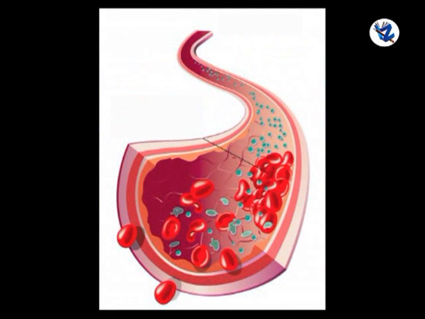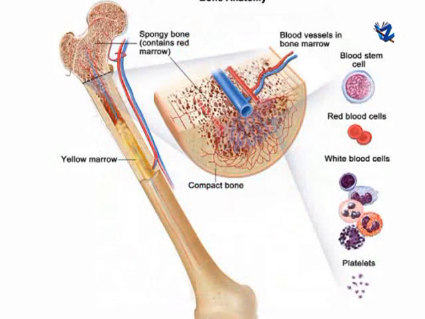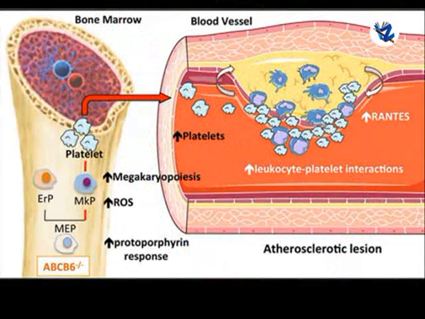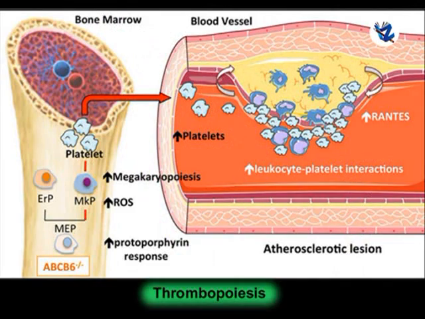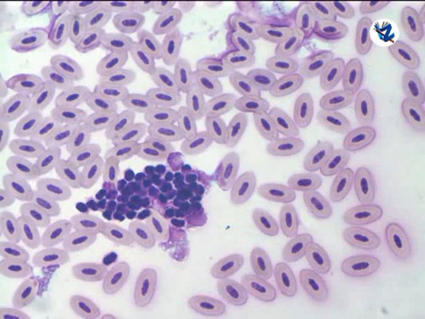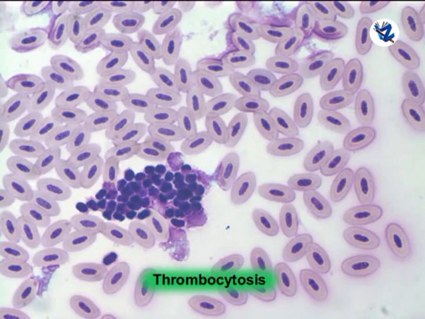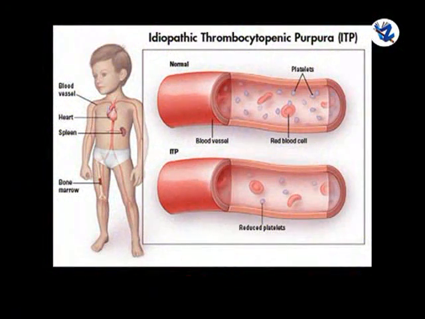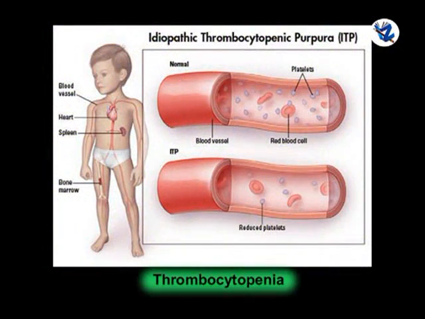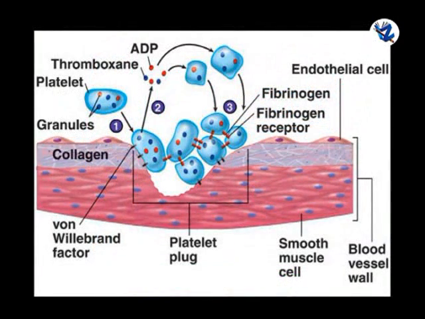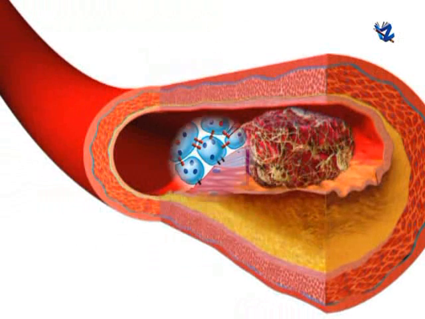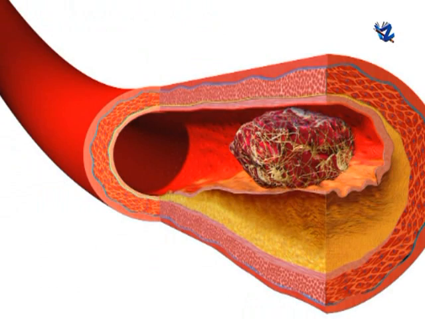Thrombocytes are fragments formed from large cells called megakaryocytes of bone marrow. Formation process is called thrombopoiesis, while the increase in platelet count is thrombocytosis. The decrease in platelet count is thrombocytopenia. The thrombocytes aggregate at the site of injury and form a platelet plug. They release thromboplastin, which helps in clotting of blood.